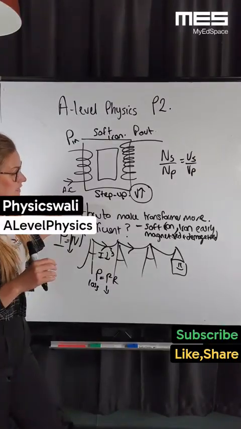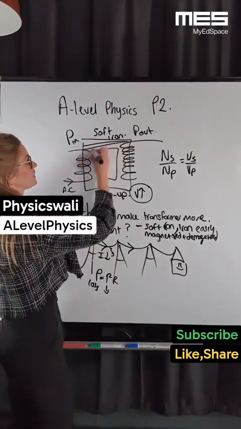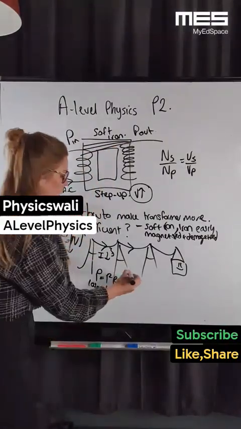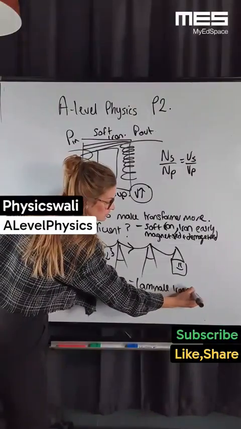Okay, so magnetized and demagnetized. Other things we can do is we can laminate the iron core. What that means is we put these layers of insulation in the iron core. So again, we want to laminate the iron core, so we're going to put those layers in there.